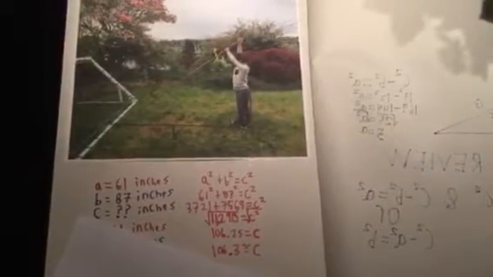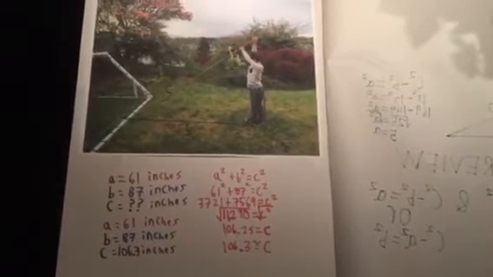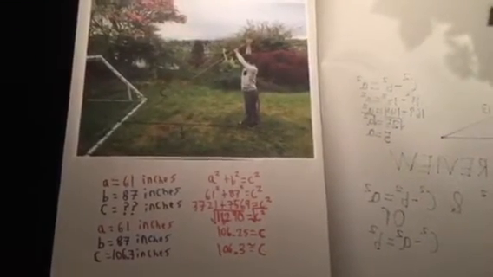So, now that we know that our pole is 106.3 inches, and we know that we're not going to die when we pole vault with it. Yay!